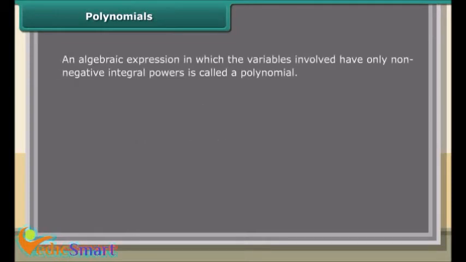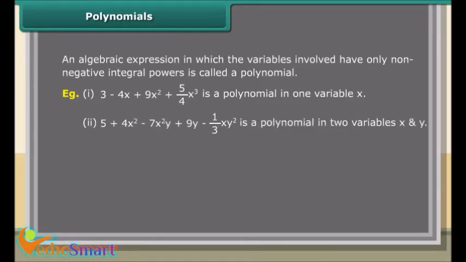Polynomials: an algebraic expression in which the variables involved have only non-negative integral powers is called a polynomial. Examples: 1. 3 minus 4x plus 9x square plus 5 by 4x cube is a polynomial in one variable x. 2. 5 plus 4x square minus 7x square y plus 9y minus 1 upon 3xy square is a polynomial in two variables x and y.